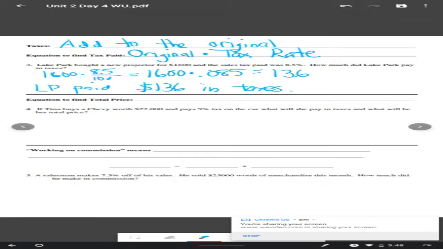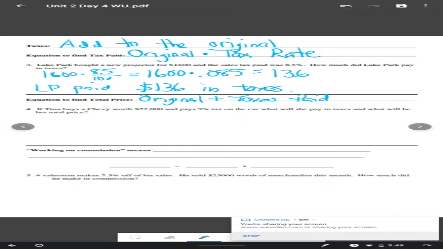It didn't ask for the total bill. That's where the next one comes into effect. So the equation to find the total is where we take the original price and we add, instead of subtract like we did for sales or discount, we add my taxes paid. And if we do that, you're going to get a cost that is more than the original. For the sales and discount, you got a cost at the end that was less because you subtracted.